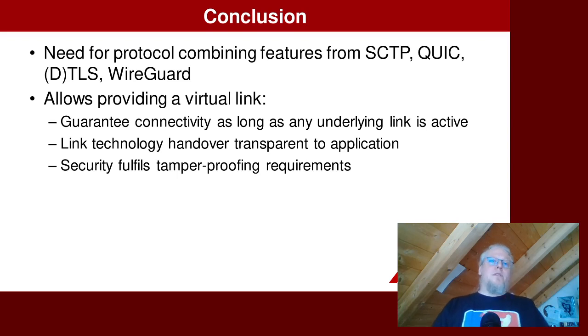So our conclusion is that we need to combine all these features, right? We need to pick features from SCTP, from QUIC, from DTLS, from WireGuard to make the ideal protocol. And that's what we're currently working towards. So we can provide a virtual link that has all the reliability guarantees that the regulations want. And, well, we haven't really dealt with security yet, but of course we have to add security from the WireGuard and TLS examples to the protocol as well.